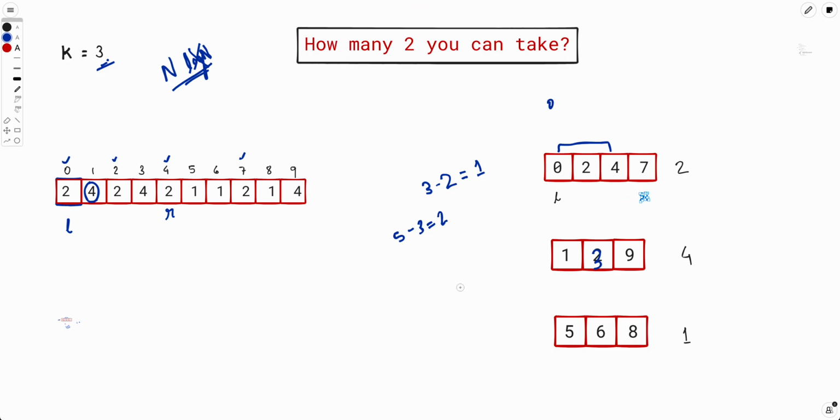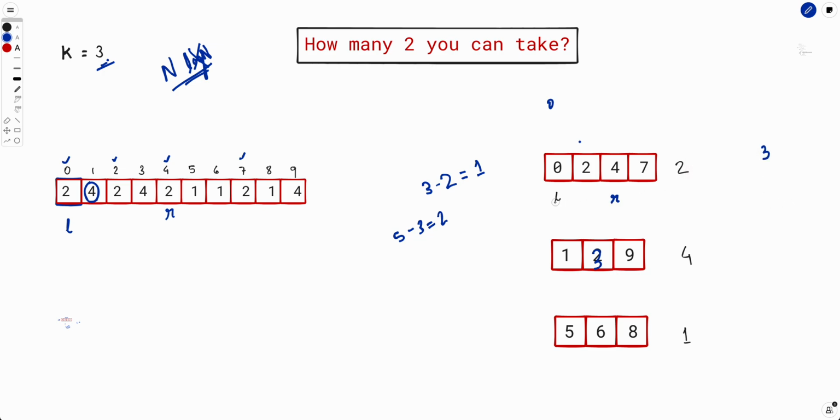Is this R possible? Let's see. Again there are 8 elements between, and among 8, 4 are 2. So we have to delete 4 elements, but k is only 3. So this R is not possible. So for this L, this is the maximum R you can get, and because of this, the maximum equal array length currently is 3.